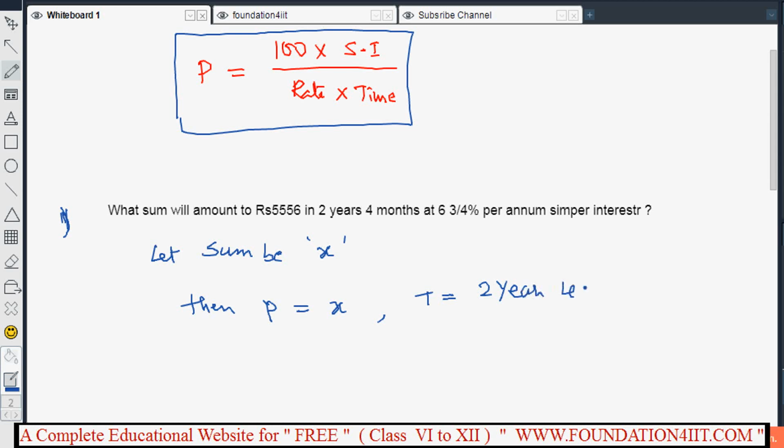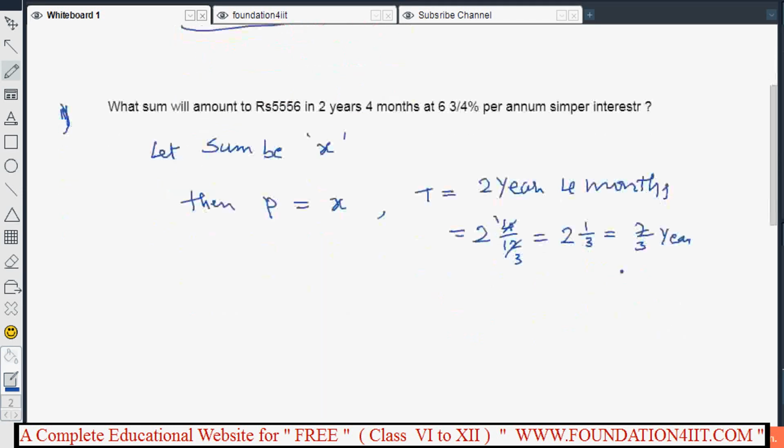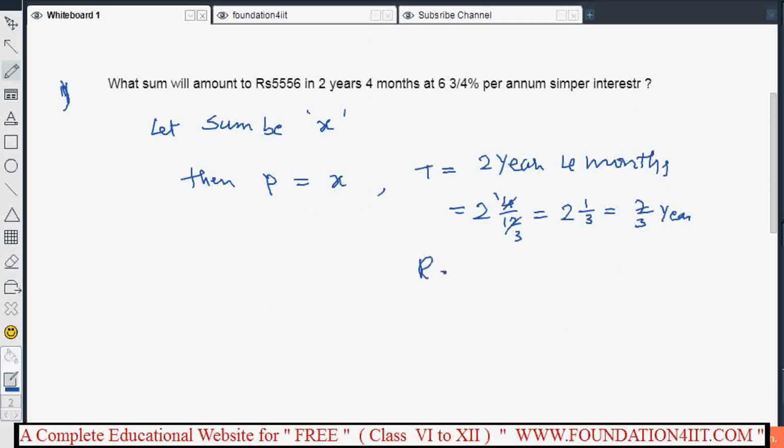2 years 4 months. Now convert everything into years. That is 2 and 4 by 12, okay, 2 1 by 3. Cancel this. 2 1 by 3 is 3 2s are 6, 7 by 3 years. That is time. And rate percent also given. Rate is equal to 6 3/4 percentage. 6 4s are. So you can simplify this.